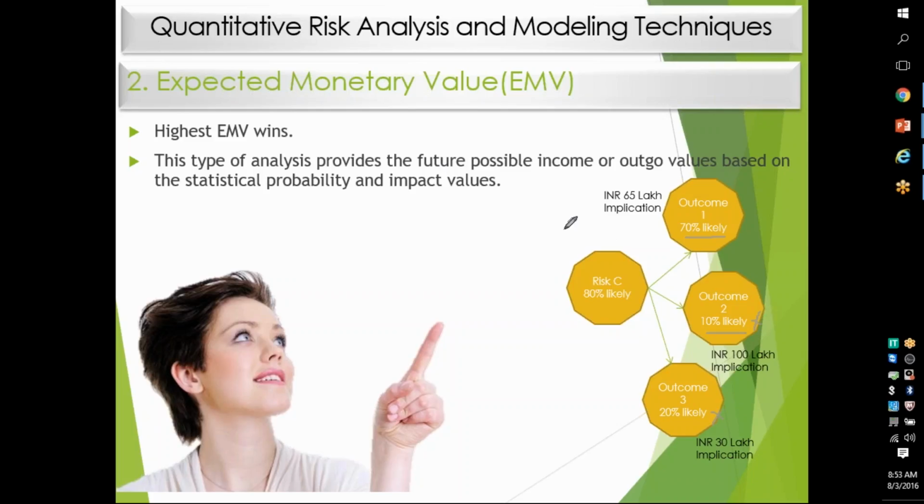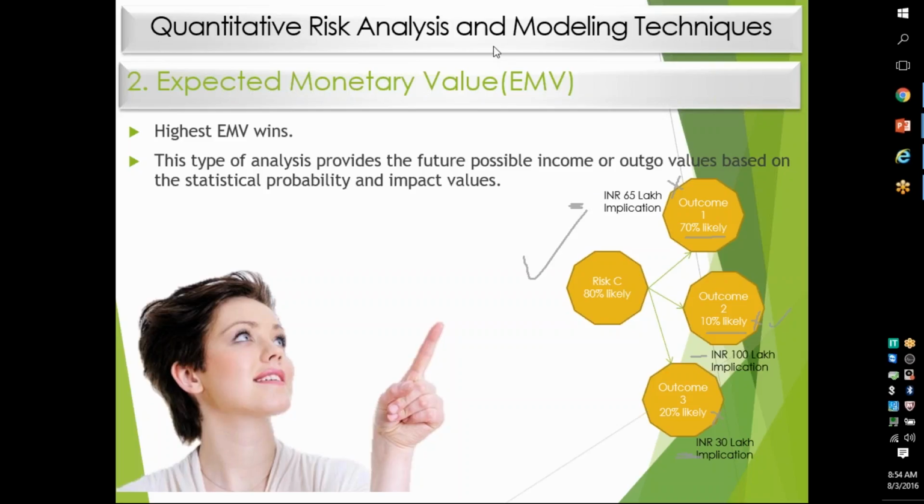This is all implication, right? Which EMV is the best EMV over here? So to calculate the total EMV, this will be minus 65. Implication is always referred to as minus. Minus 65 into 70%, right? Risk C, minus 100 lakhs into 10%. And the third one is minus 30 into 20%. That becomes my overall implication of the risk C.